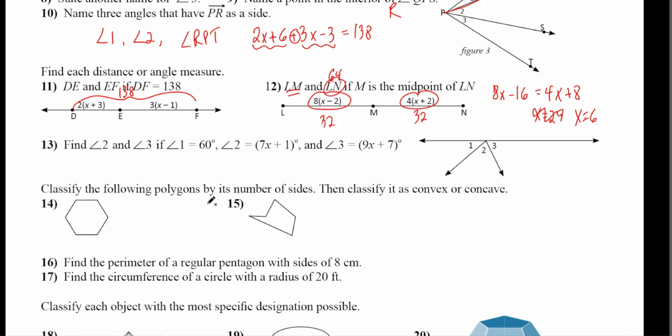Let's do this one. This will pretty much be it for today. So find angle 2 and 3. So this one and this one. Angle 1 is 60. So what am I going to do? I'm going to put a 60 degrees right there. Angle 2 is 7x plus 1. And angle 3 is 9x plus 7.